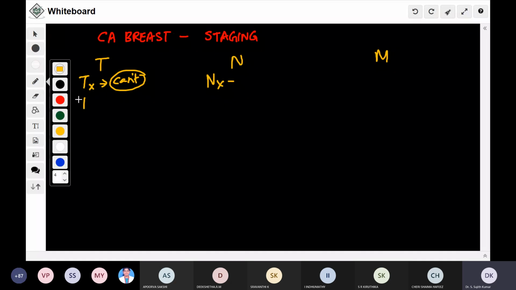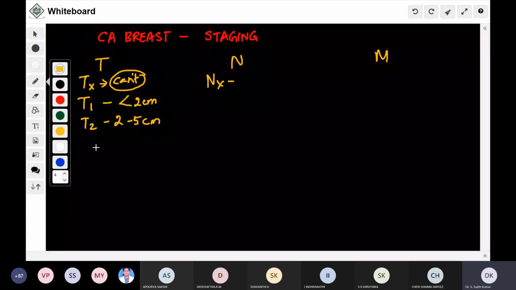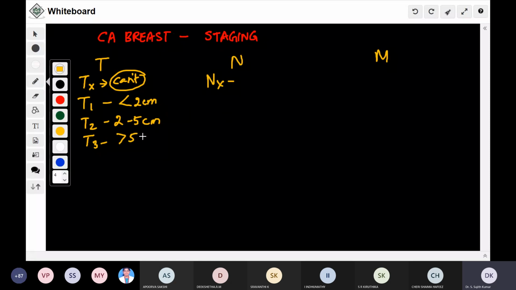Next, T1, which is very simple. That is a tumor size of less than 2 centimeters. Next, T2 is between 2 to 5 centimeters. So breast lump size 2 to 5 centimeters is T2, and T3 is more than 5 centimeters. Then finally comes T4. Again, there are 4 divisions. 4A means chest wall.